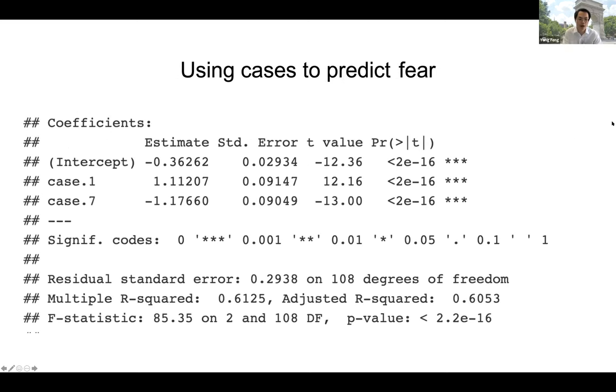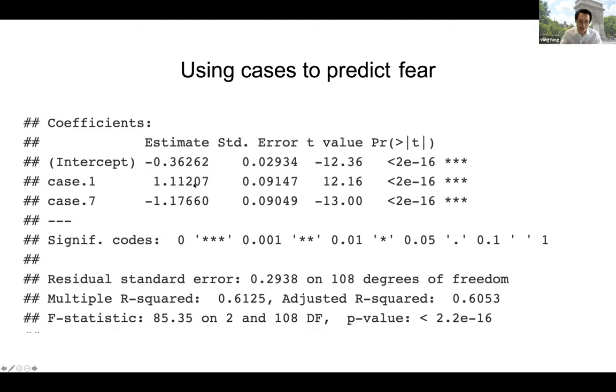The first example we investigate is using cases to predict fear. We did all the analysis using R, and if you have used the linear regression lm function in R, you would be familiar with this output. This is the final regression model we selected. You can see here the name means the lag of the corresponding variable. Case.1 means the number of new cases for the previous day, which is the first lag, and case.7 means the 7-day lag of cases.